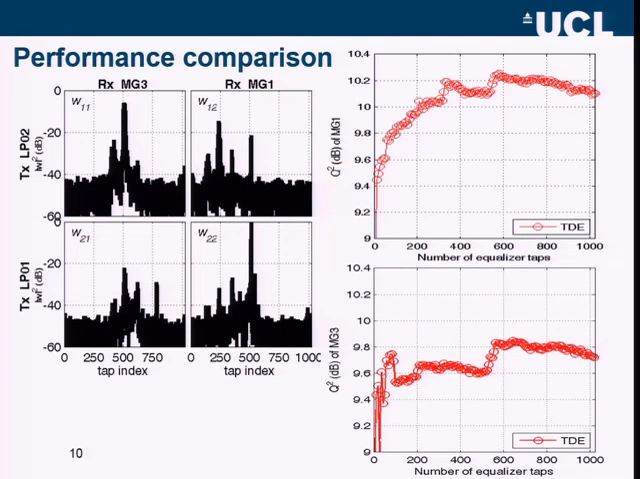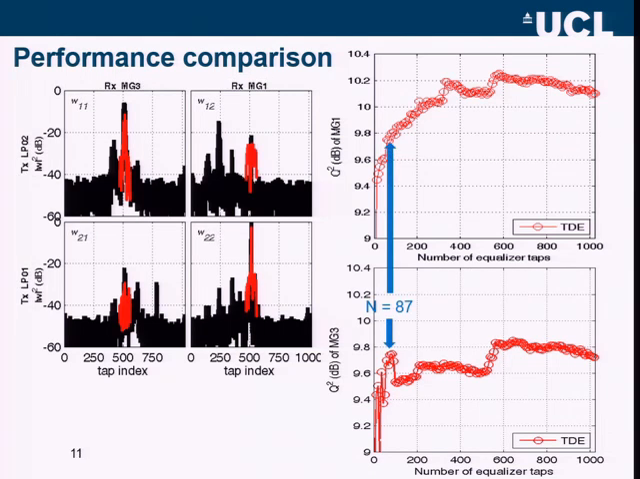So here on the right-hand side, I plot two Q-factor curves as a function of the total number of taps using the conventional time domain equalizer for both mode group 1 and mode group 3. On the left-hand side, I just put the channel impulse response as a reference. So we can see that when we increase the number of taps, the system performance improves.